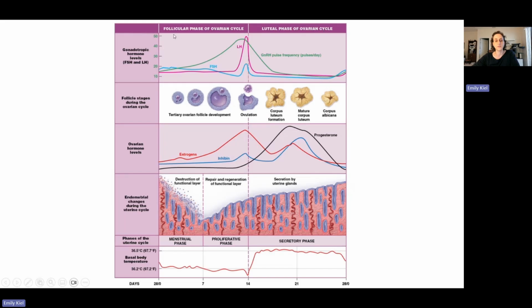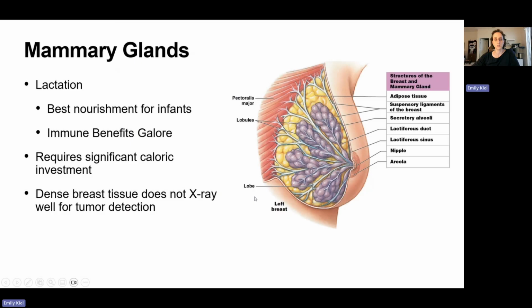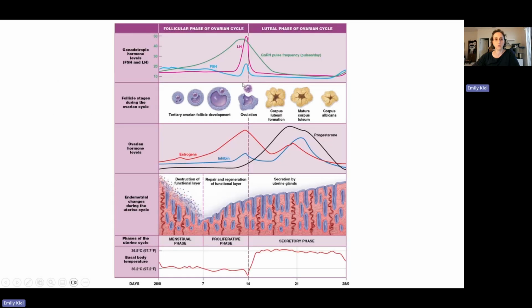The other phase is the follicular phase. And so this is driven by estrogens. The menstrual phase is part of that follicular phase. So we're saying, okay, we don't need to maintain a pregnancy anymore in the body. Let's go ahead and reset, repair, and regenerate a nice new fresh functional layer to be ready for our follicle when it ovulates. So I think that is really helpful to keep in mind in this process.